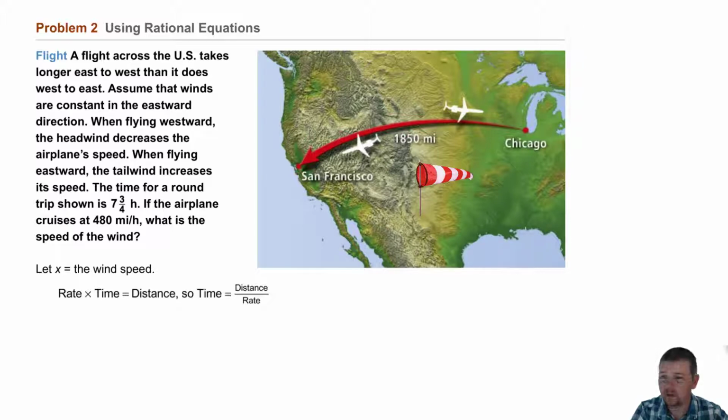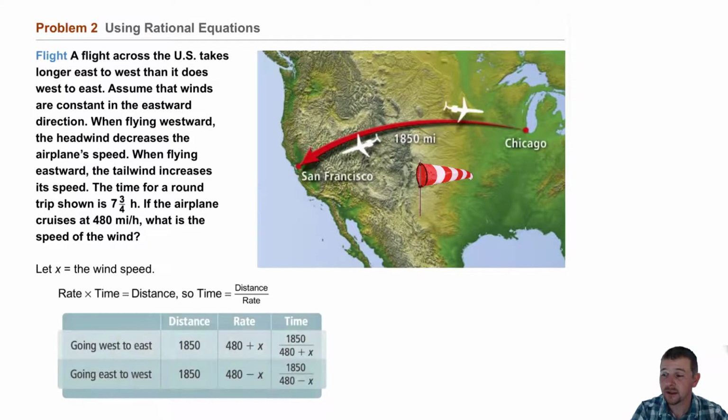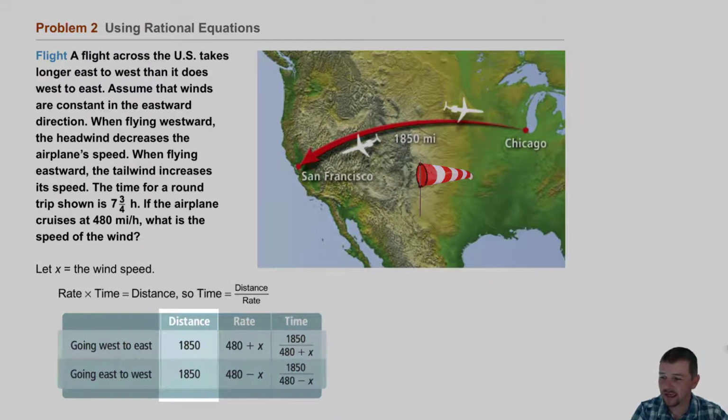formula. We can create a table of values with columns for distance, rate, and time, and rows for going west to east and going east to west. Notice that for each, the distance is 1,850. When going west to east, the rate is 480, the cruising speed, plus x, so including the tailwind speed. And when going east to west, the rate is 480, cruising speed, minus wind speed x, a headwind.